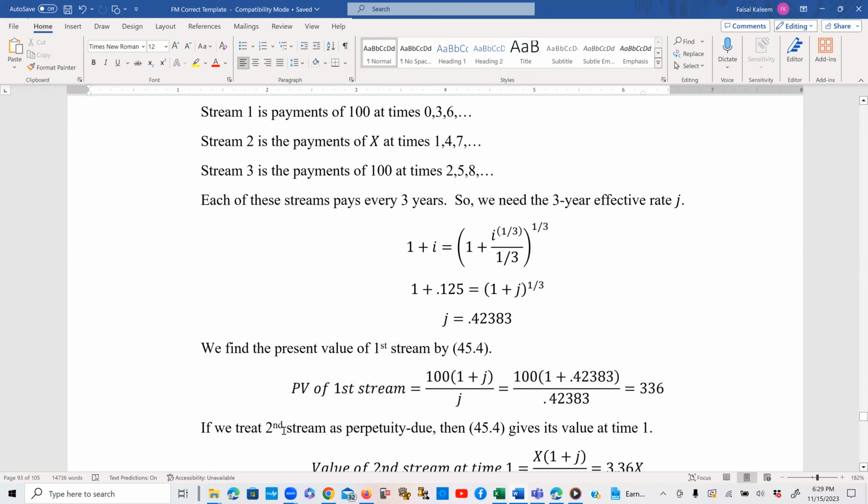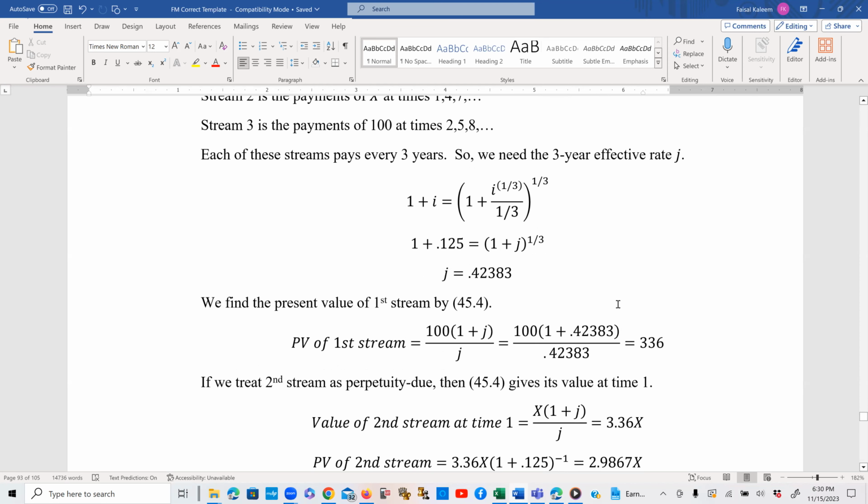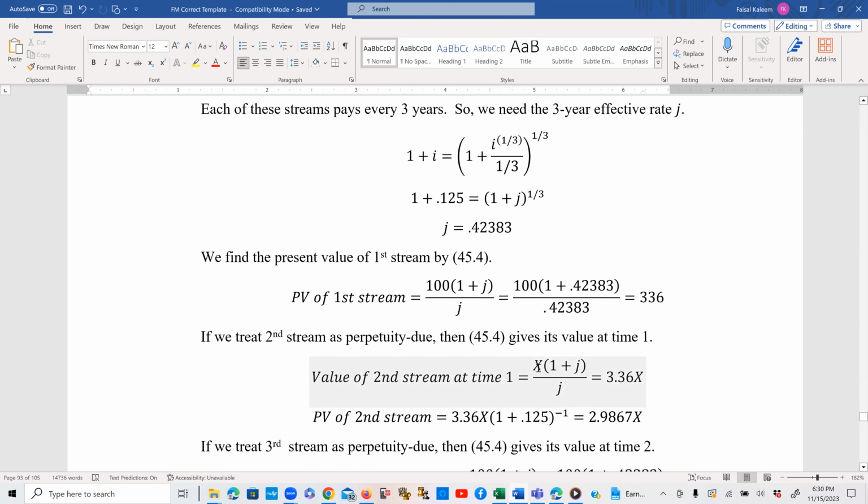Now again, if we treat the second stream as a perpetuity due and apply equation 45.4, then remember, for a perpetuity due, the present value is at the time of the first payment. For the second stream, since the first payment is happening at time 1, the perpetuity due present value formula will give its value at time 1. So the value at time 1 for the second stream is X times (1 plus interest rate) over interest rate. When we substitute J, we get 3.36x.